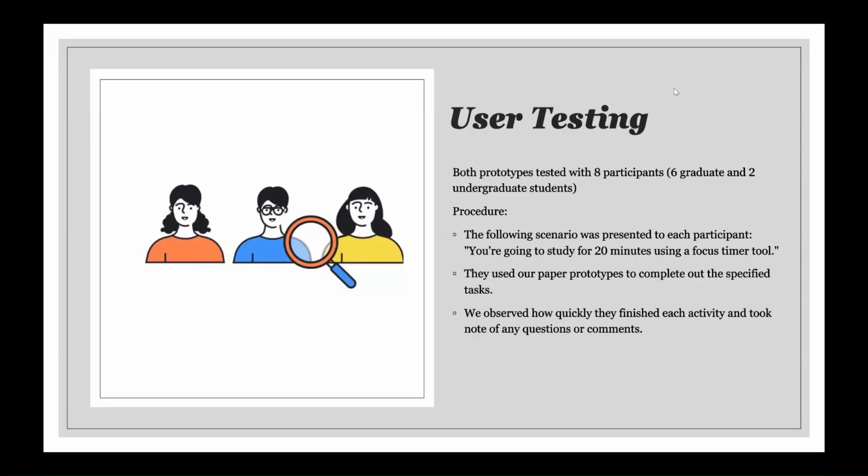User testing. Both prototypes were tested by 8 participants, 6 graduate students, 2 undergraduate students. Our procedure: the following scenario was presented to each participant. You're going to study for 20 minutes using the focus timer tool. They used our prototype to complete each specified task. We observed how quickly they finished each activity and took notes of any questions or comments.